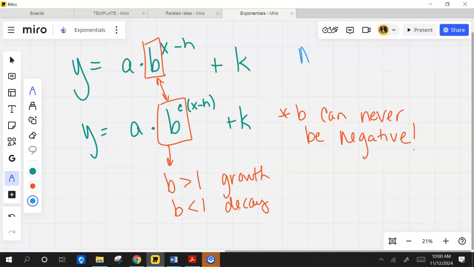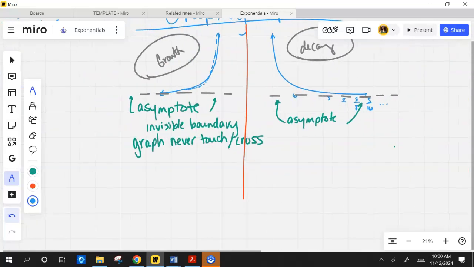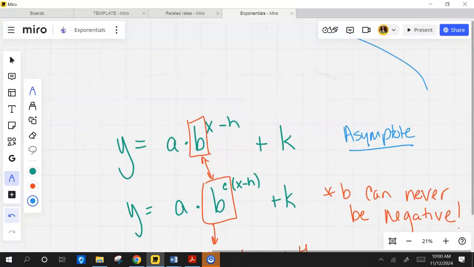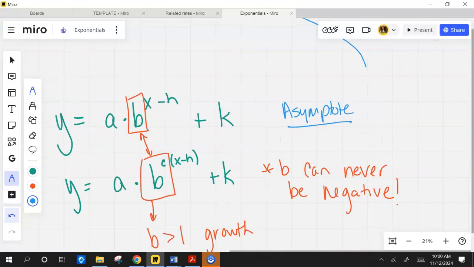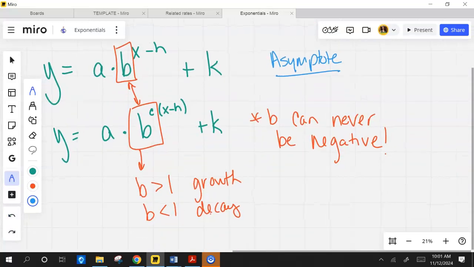All right, your asymptote. Is it a horizontal or a vertical asymptote? It's horizontal, right? You know that from here. Always horizontal, yes.